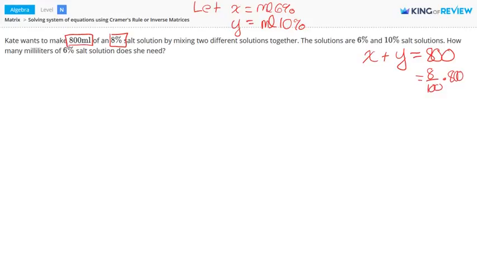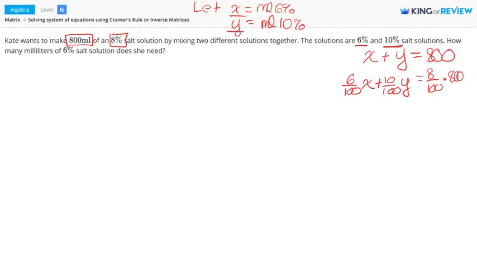And now let's consider these two starting solutions. So we have 6%, which is 6 over 100, times the volume of the 6%, and we're letting that equal x. So we have 6 over 100 times x, plus 10%, that's 10 over 100, times the volume of the 10%. Well, that's y. So we have 10 over 100 times y.